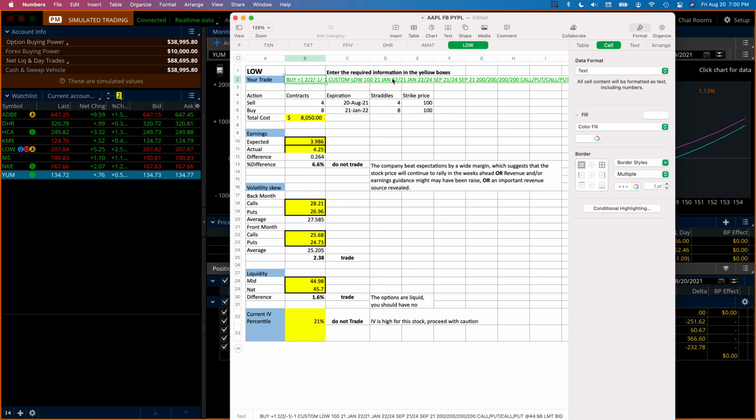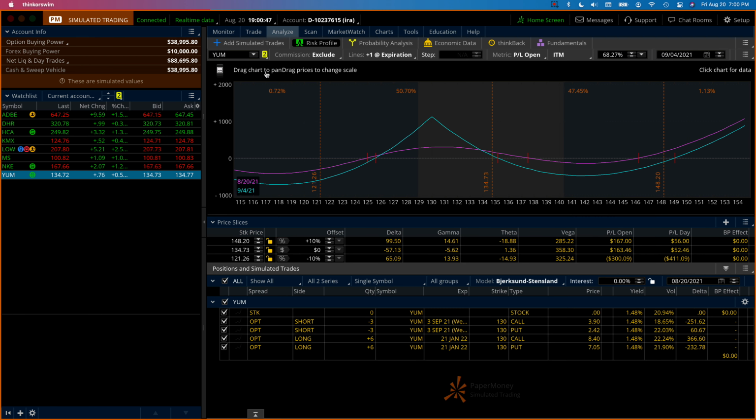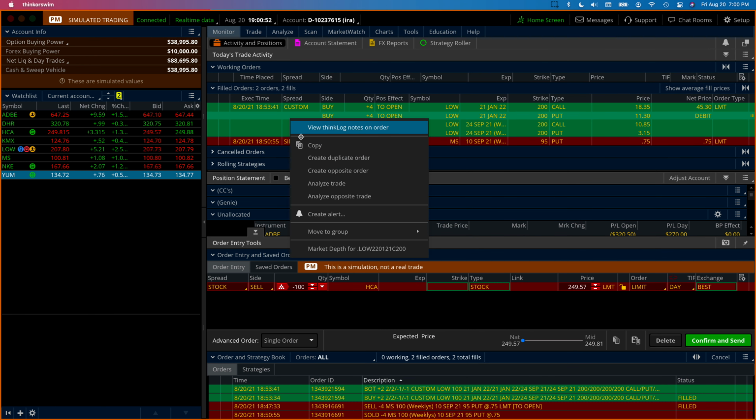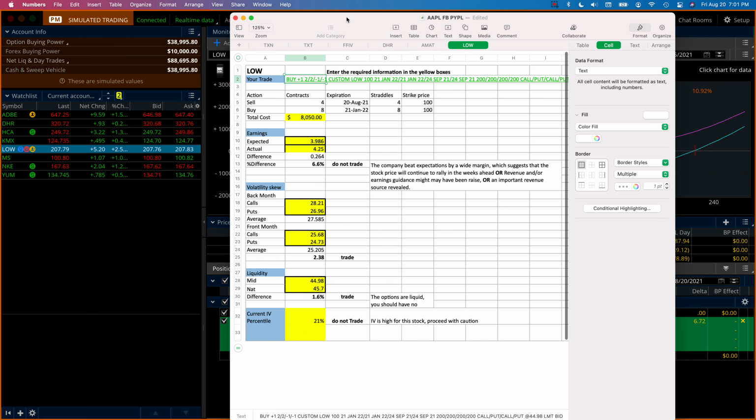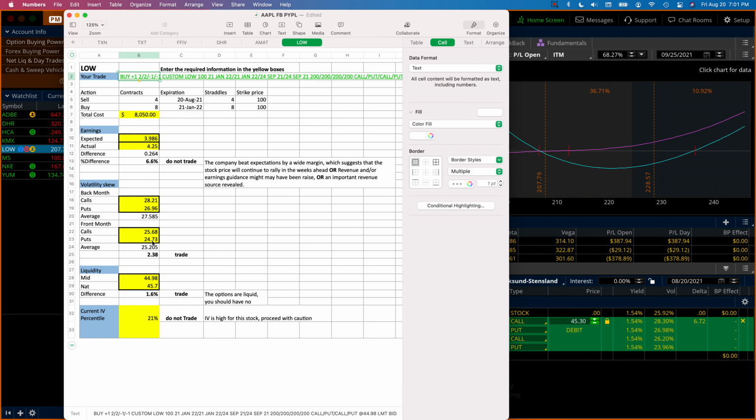Okay, Lowe's, I have the chart here. This is the trade I'm going to do. I'm going to show it to you right now. Let's go to the Analyze tab, what I got filled. Analyze trade. And here it is. Let's hide that. This is the trade as I entered it, $45.30 price. This has changed obviously since I entered it, but I copied this volatility into my spreadsheet here, and these were the numbers.